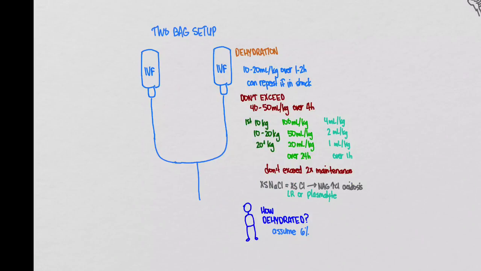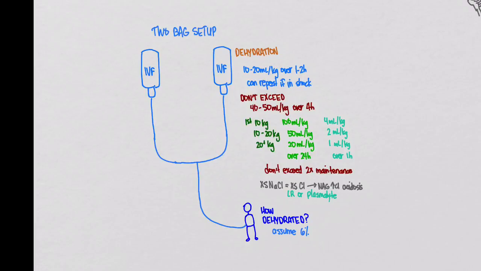Now, let's talk about something called the 2-bag setup. And what you have here are 2 IV bags connected together and into one line, which is then going into our patient over here. And these bags are identical with the electrolytes that they have in them.